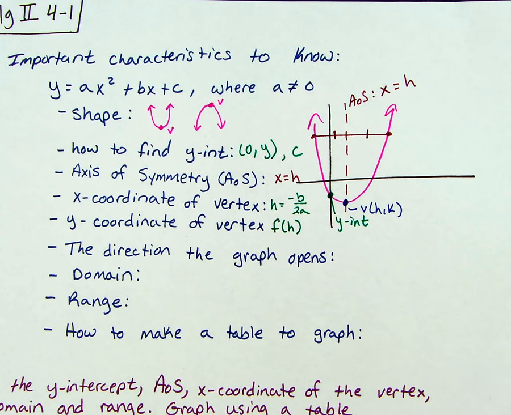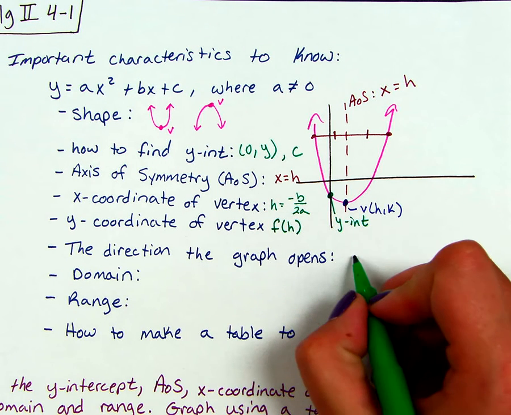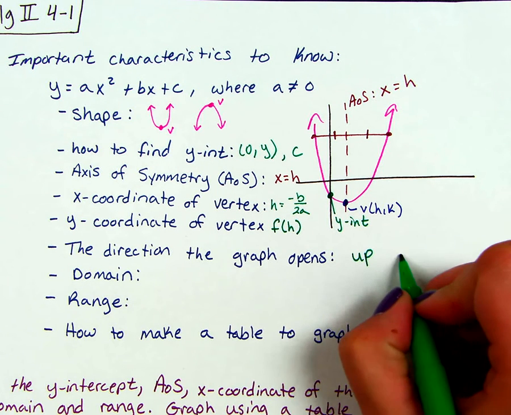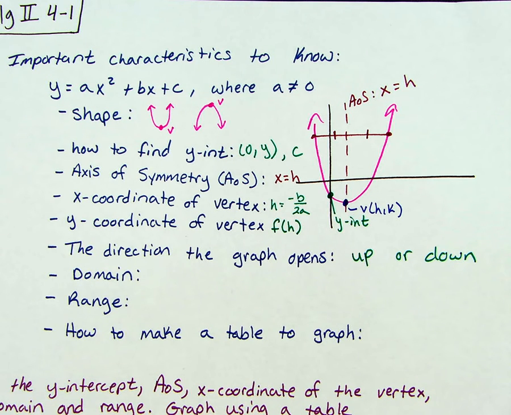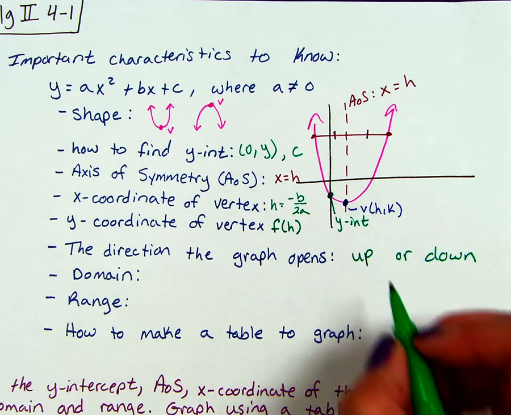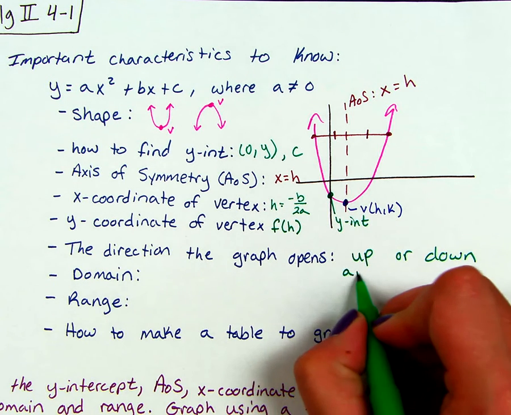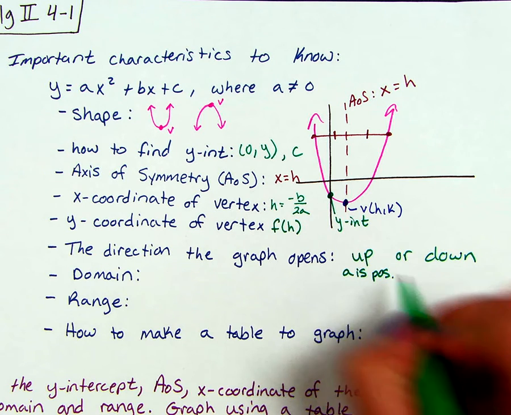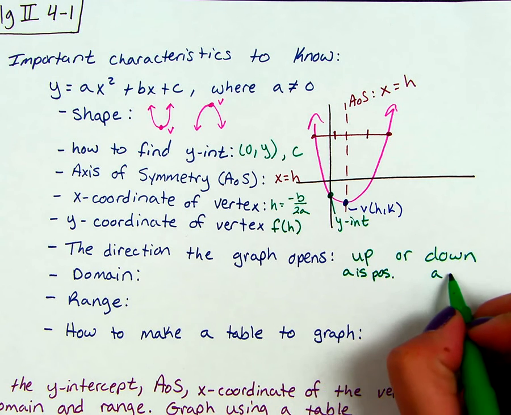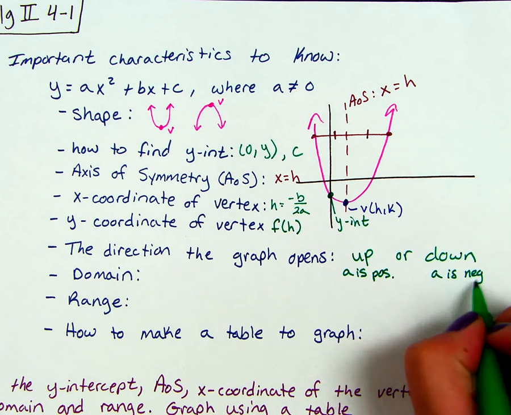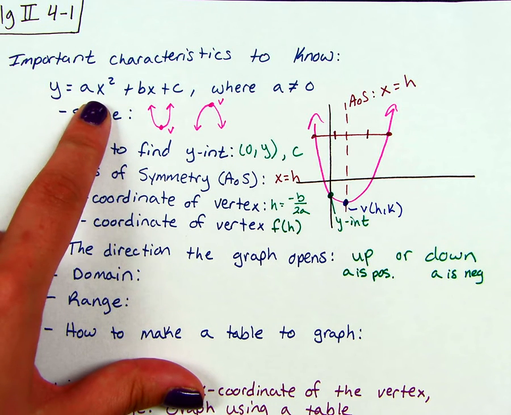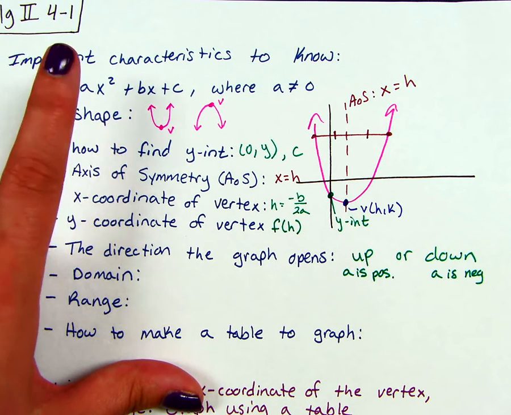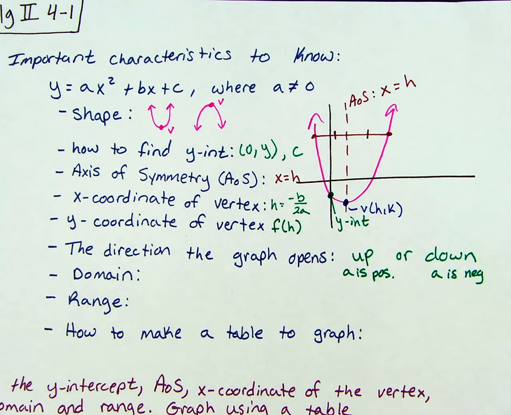And then our direction that our graph opens, so it's either going to open up or down. And that is still dependent on our a. If it opens up, that means a, our a value, is positive. And if it opens down, then a has to be negative. Okay? So I'm talking about this number in front. If this is a positive number, our graph is always going to open up. If it's a negative number, then our graph is always going to open down.